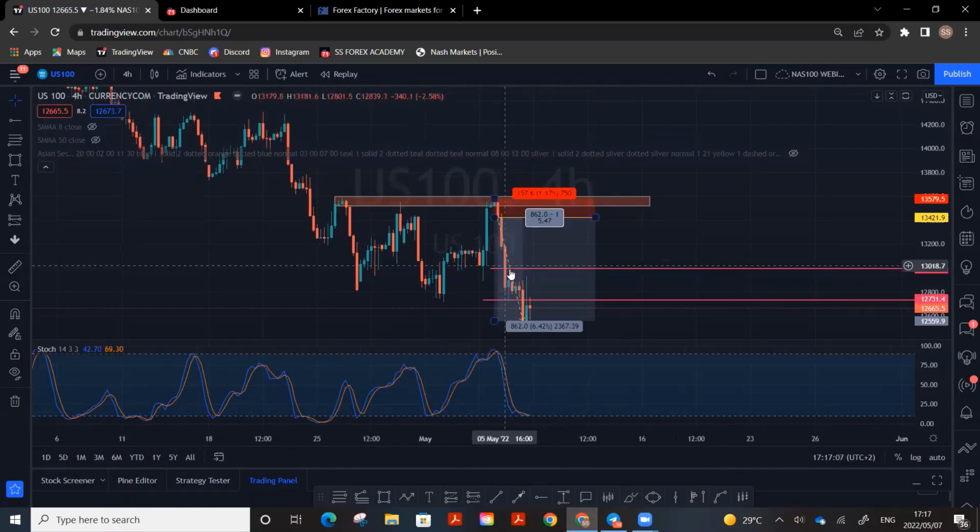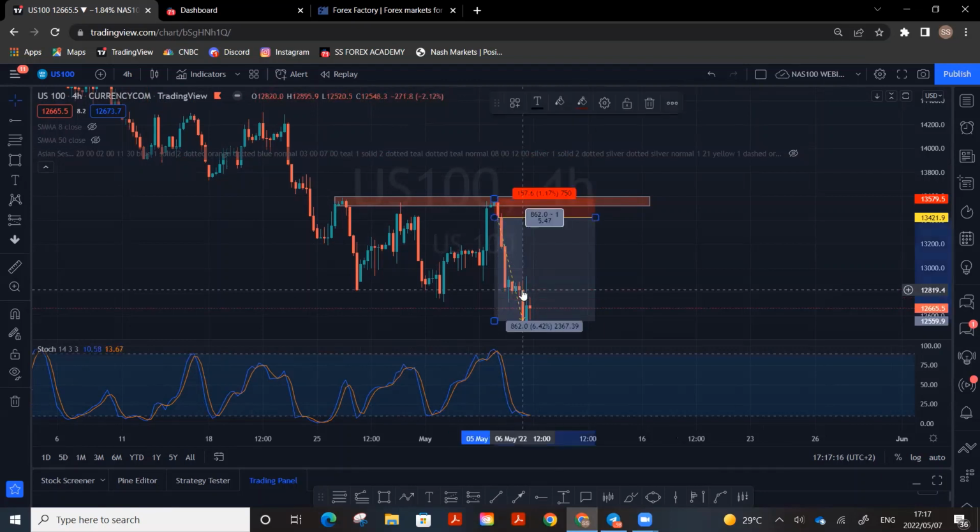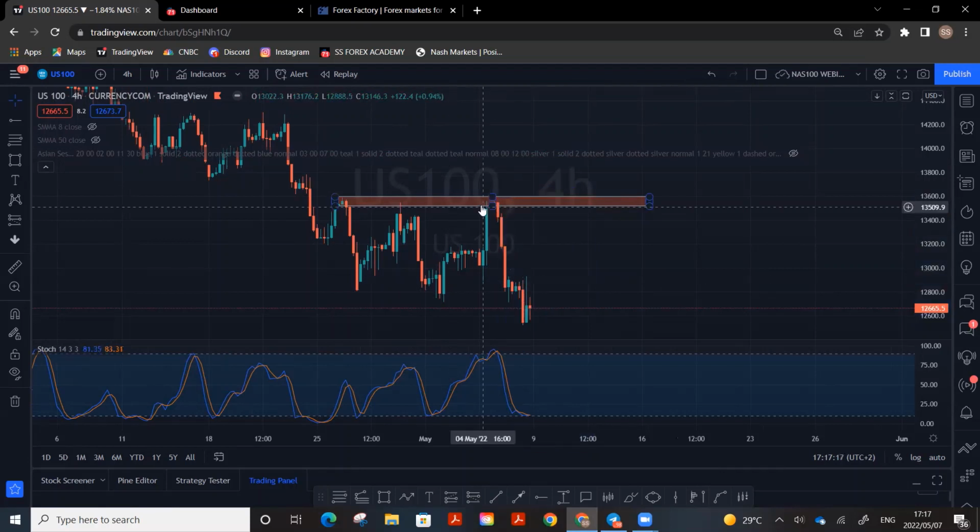Now, this happens on any time frame, guys. This strategy is perfect for scalping. You can use it all the way down to your 15-minute, your 5-minute, even your 1-minute time frame, and the same thing applies. Obviously, you have to be trading in the direction of the trend, right?